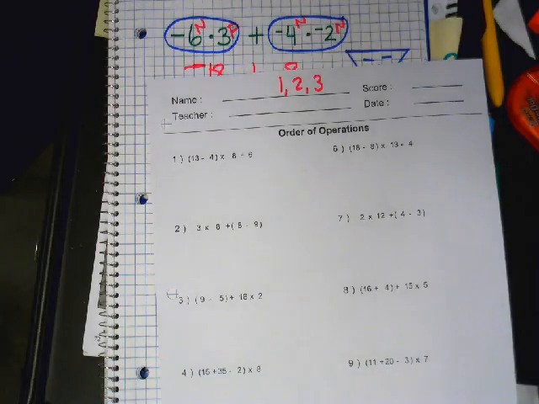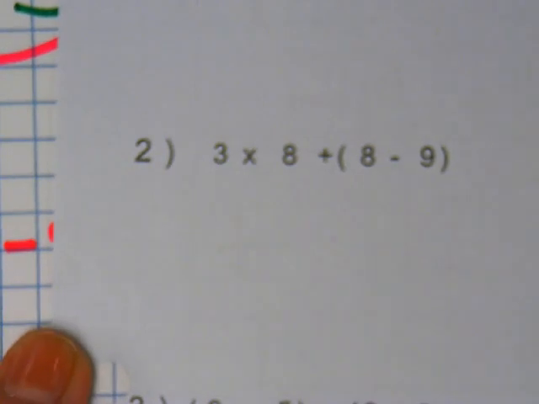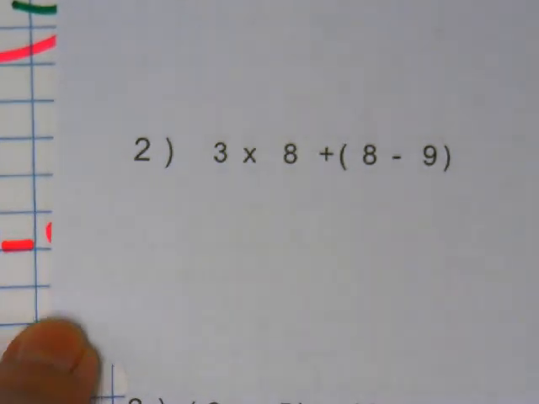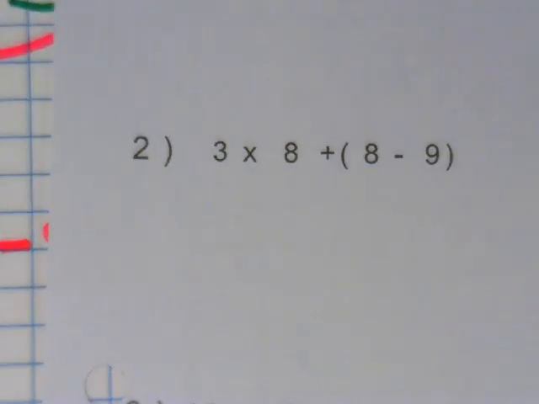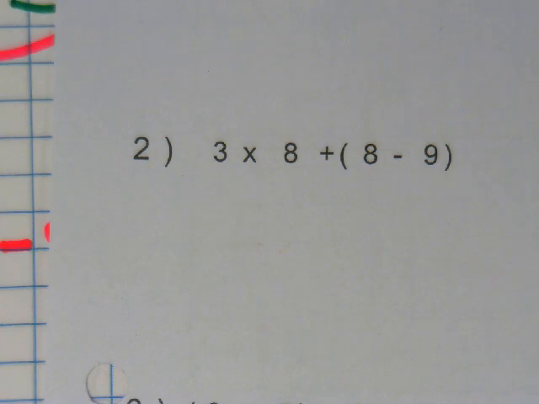All right, parentheses first. I'm going to actually do number 2 with you. So if you want to skip to number 2, I'm going to do it with you. All right, so on number 2, what do I do first? Parentheses. Because there's parentheses, I got to do parentheses before I circle. Is it 78?